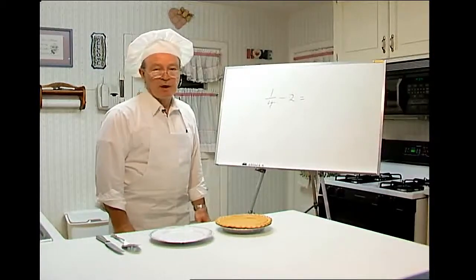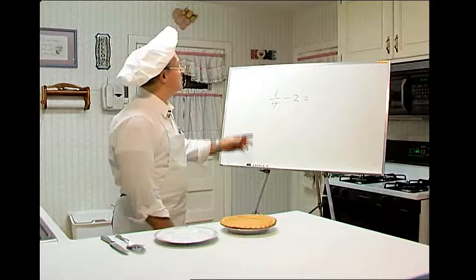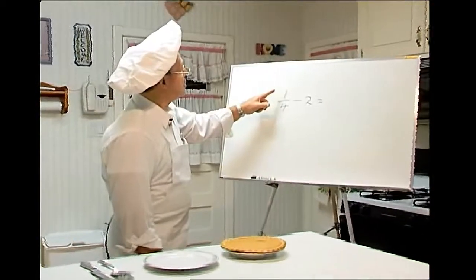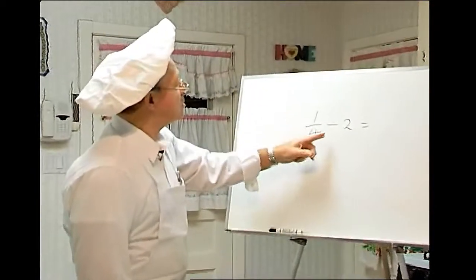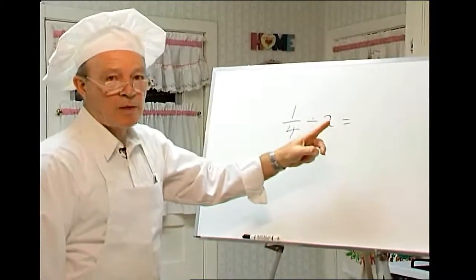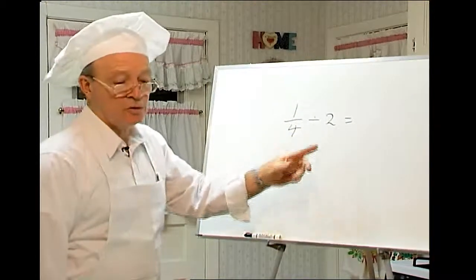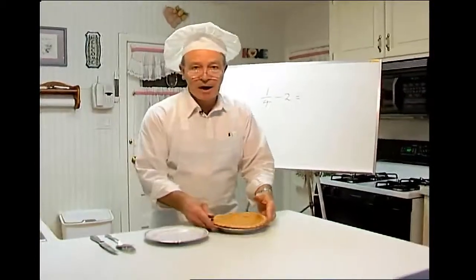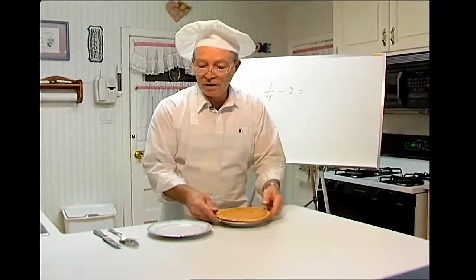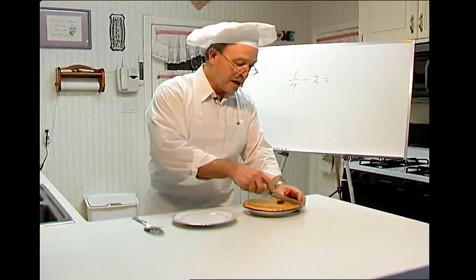Dividing fractions by whole numbers. I'm going to give a practical example of this. And here's the problem. 1/4 divided by 2 equals what? Now remember, we're dividing 1/4 by 2. Now I have this pumpkin pie. This is a whole one. And I'm going to slice this in half.